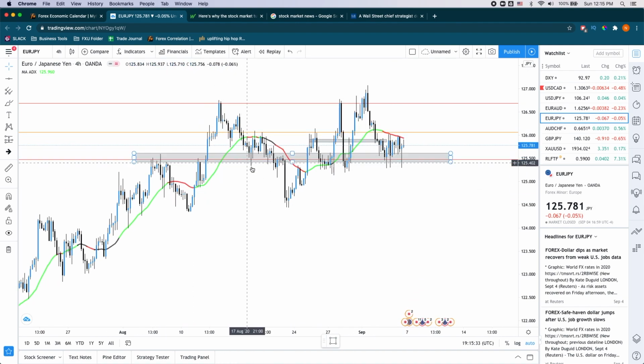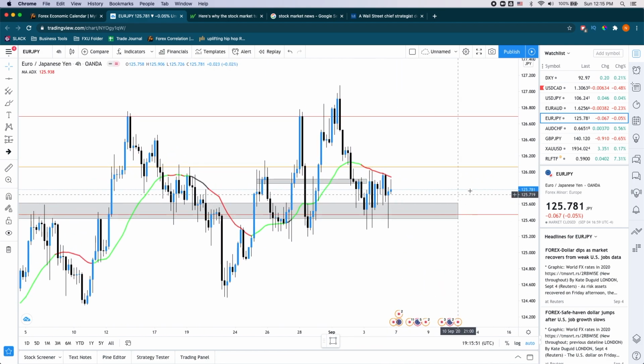It's been kind of going back and forth between this little support area. So there's a break, came back up. Didn't look like it was going to retest because it closed above this area in the 4 hour. So it's kind of ranging right now. This could be a good buy opportunity. I do see a lot of wicks right here.